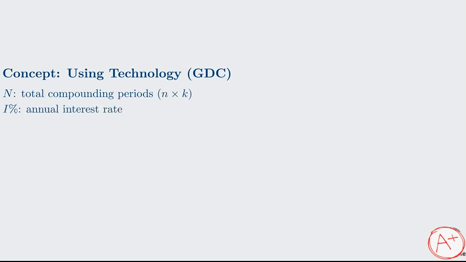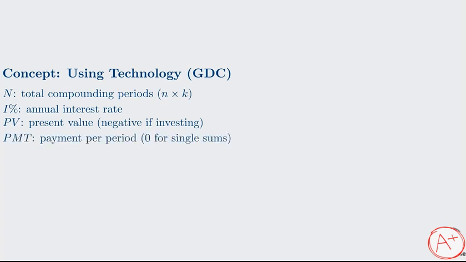In Paper 2, you are expected to use the finance solver on your graphic display calculator. Mastering these variables is essential for speed and accuracy. The standard variables on your calculator include N for the total number of periods, I% for the annual interest rate, PV for present value, PMT for periodic payments, and FV for future value.